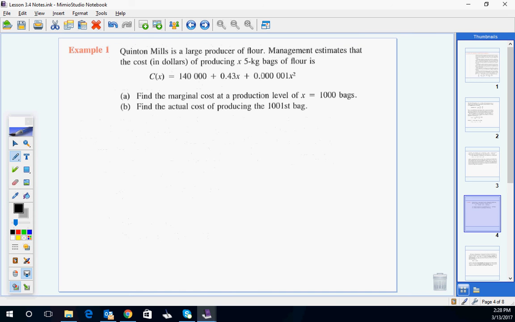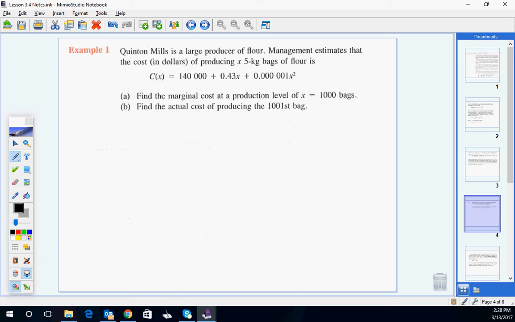Okay, so let's actually look at something that's a little bit more applied here. Quinton Mills is a large producer of flour. Management estimates that the cost in dollars of producing 5 kilogram bags of flour is this cost. So that's your cost function. Find the marginal cost at a production level of 1,000 bags.